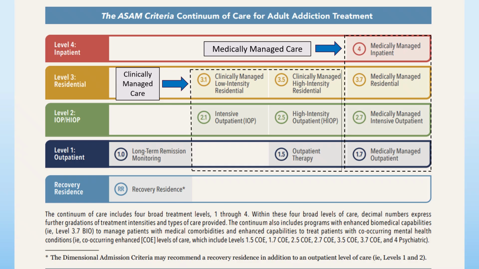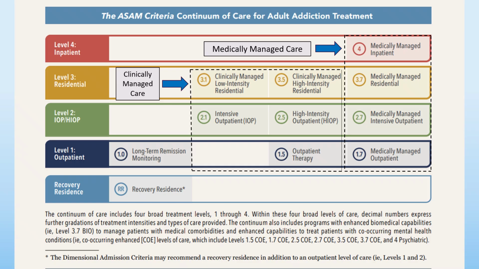And so this would be something like a 3-quarter house or a sober living home. It is not the same as what we typically think of as halfway houses, and I'll define that a little bit when we get to dimension 3.